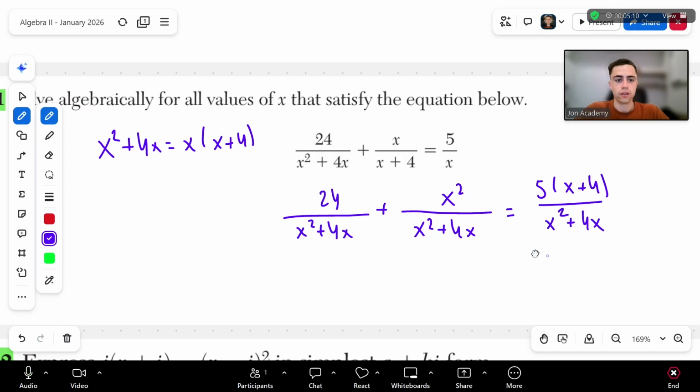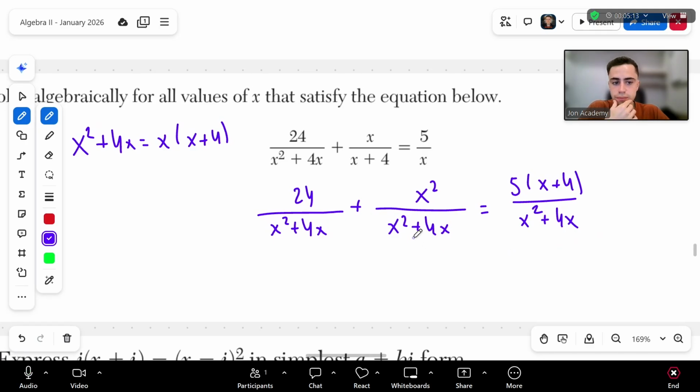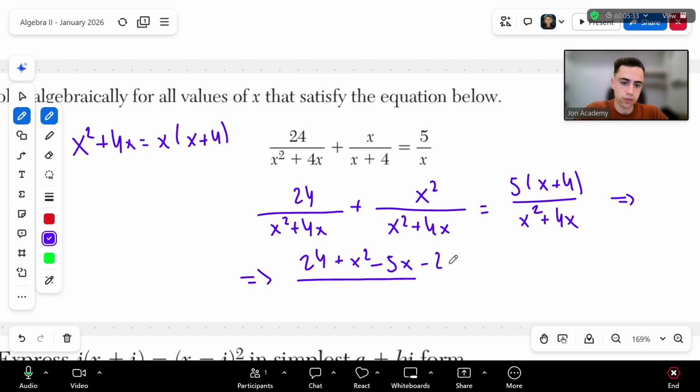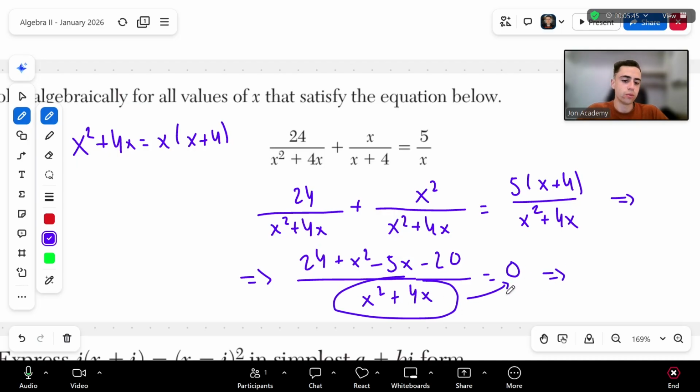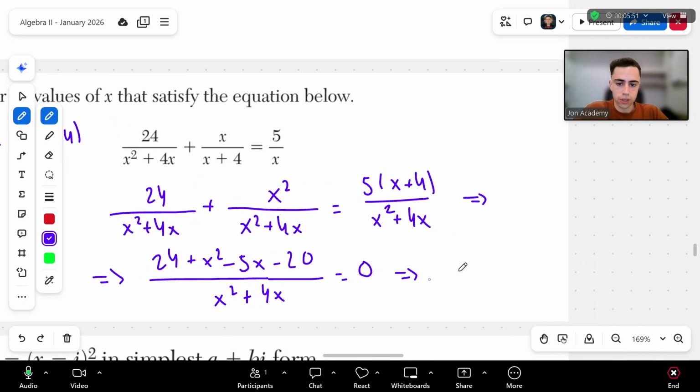Very good. And once here, we have to add everything up. So let's keep going. This is going to come subtracting. So we are going to end up having 24 plus x squared minus 5 times x, minus 20. And this is all divided by this thing, and equal to 0. As it is equal to 0, this goes to the other side multiplying, and times 0 is going to disappear. And we just need to solve the quadratic equation over there.